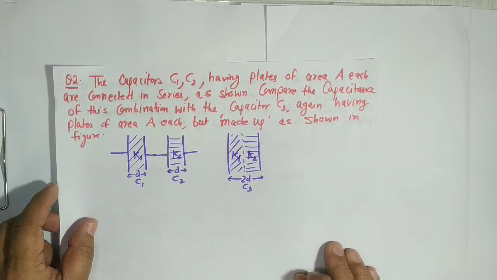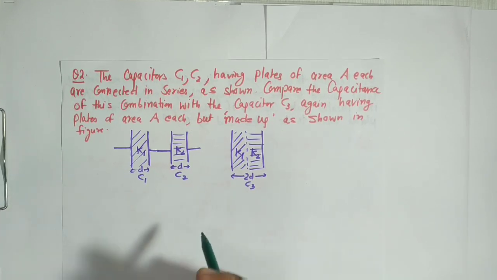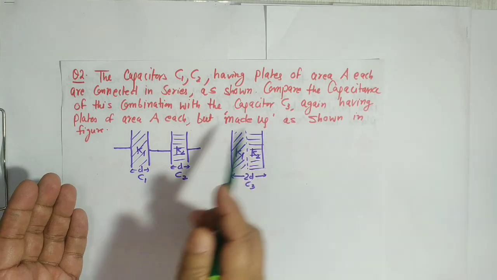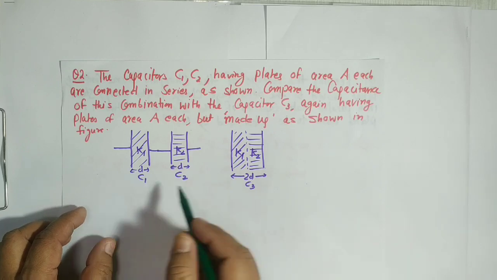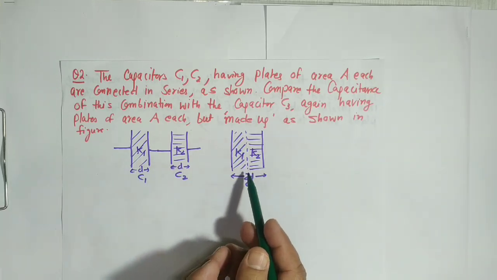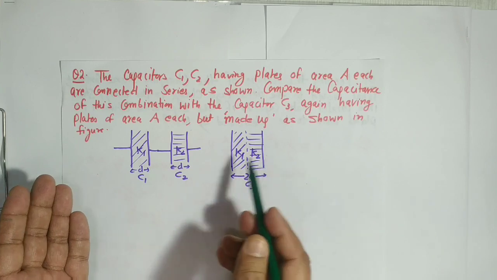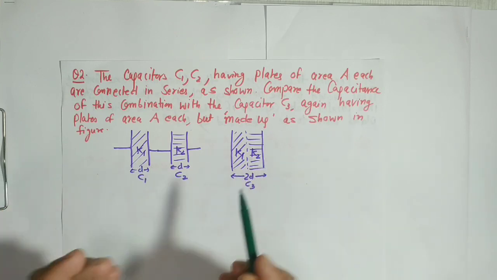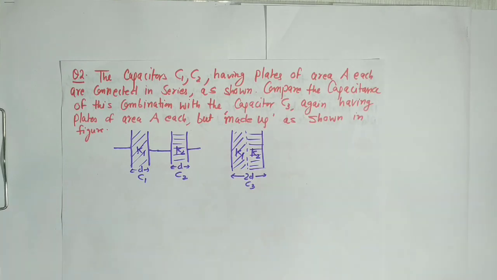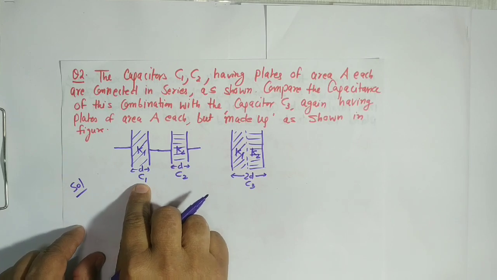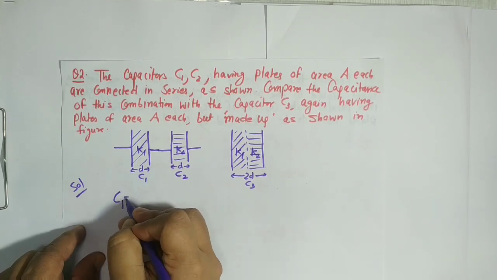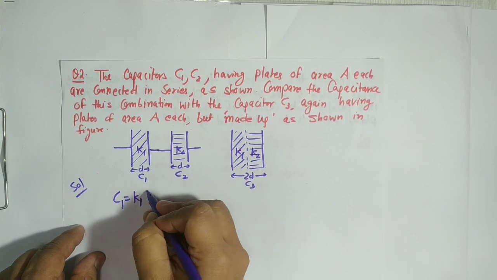Now come to the second question. The capacitors C1 and C2, having plate area A each, are connected in series as given in the figure. Compare the capacitance of the combination with the capacitance C3, again having the same plate area but made up like this. So we have 2 capacitors here and we have to compare with this one. This is the capacitance C1, and this is C2. All of you know that C1 is K1 times C0.